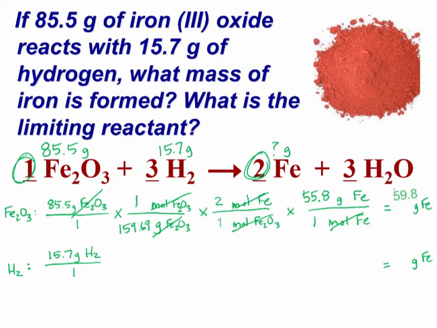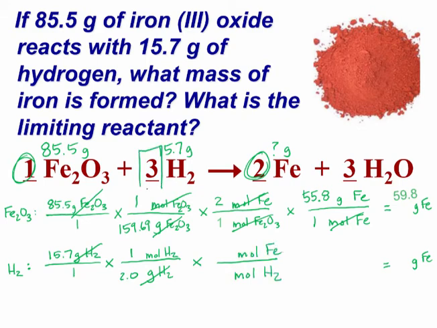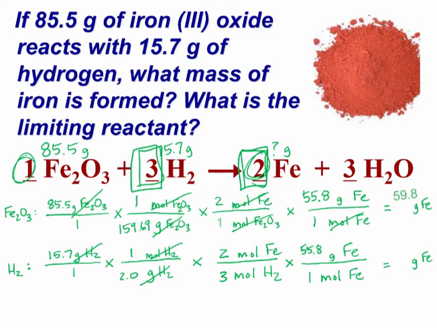For the second problem, I will do something similar. In this step, I convert from grams of hydrogen to moles of hydrogen using the molar mass on the periodic table. Next, I insert the mole-to-mole ratio. This ratio is 3 to 2. And finally, I convert moles back to grams, and the molar mass again is 55.8. All units cancel, and the answer is 292.